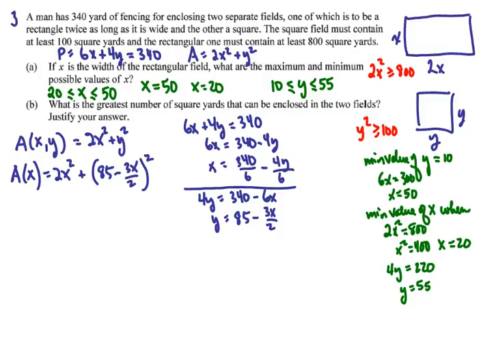Okay, we'll pick up where we left off in the last video. We have the area function as 2x squared plus (85 minus 3x over 2) quantity squared. And we want to find out where that's 0. Sorry, we want to find out where its derivative is equal to 0.